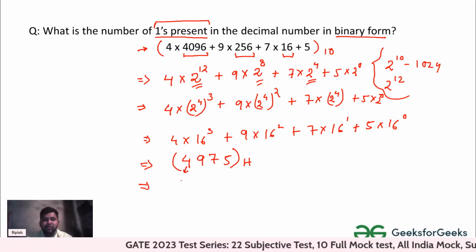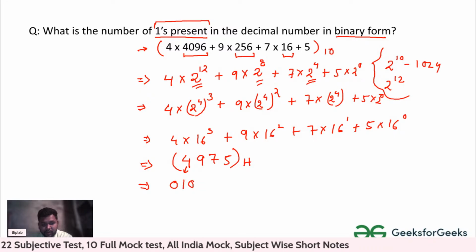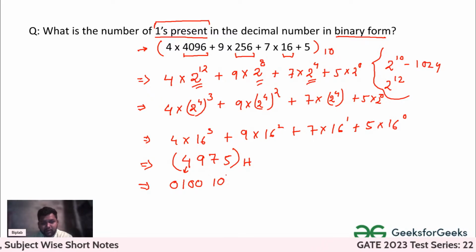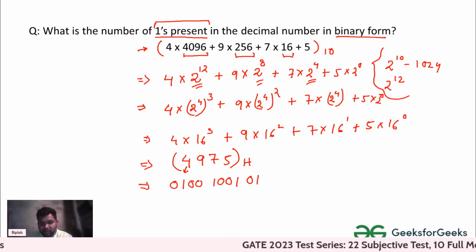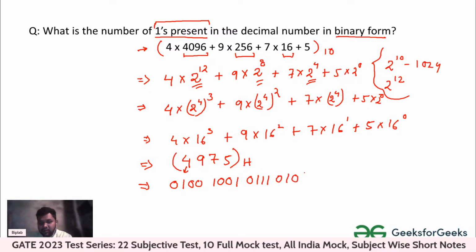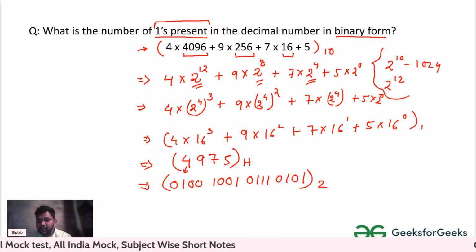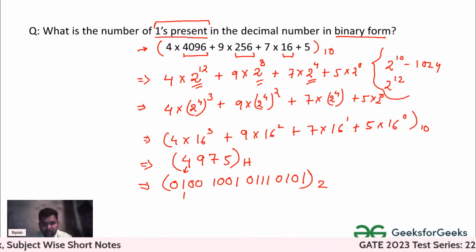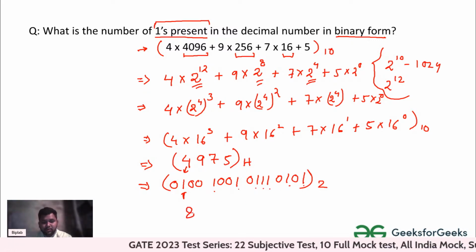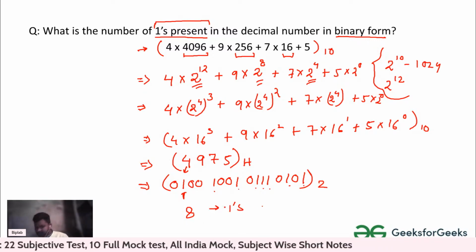Just take each digit and convert it into a 4-digit binary number. So it is 0100. For 9, it is 1001. For 7, 0111. For 5, it is 0101. That is base 2. Till that time it was base 10. Now count the number of ones. 1, 2, 3, 4, 5, 6, 7, 8. Total 8 ones are present. Is it clear?